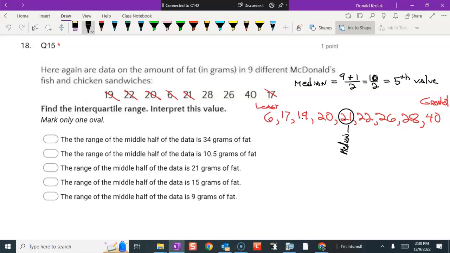Now, to get the IQR, I have to find the interquartile range. I got to find the median of the lower half. So the lower half has got 4 numbers in it. So the median would be located halfway between 17 and 19, which is going to be 18. So that's Q1.